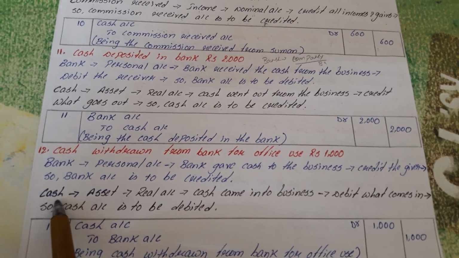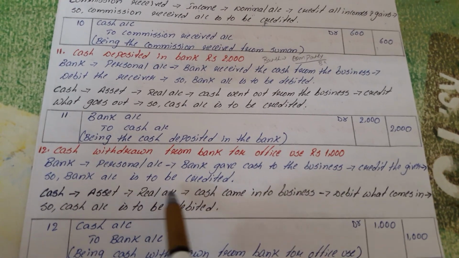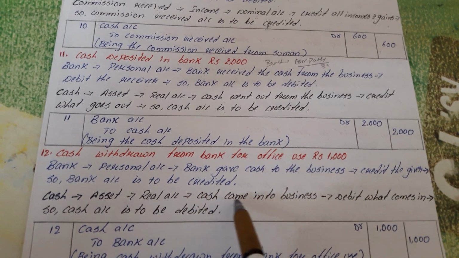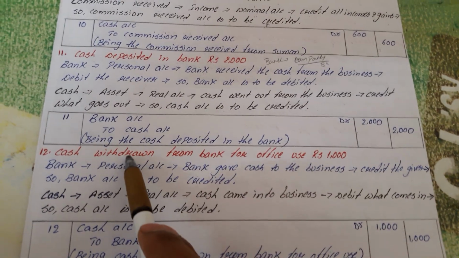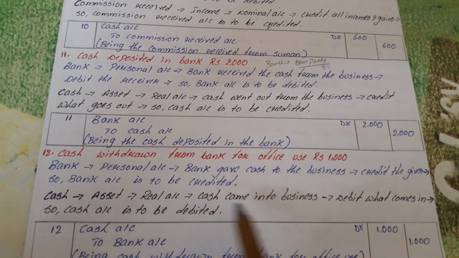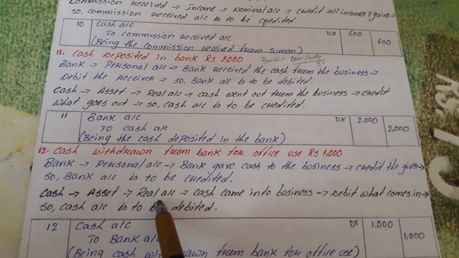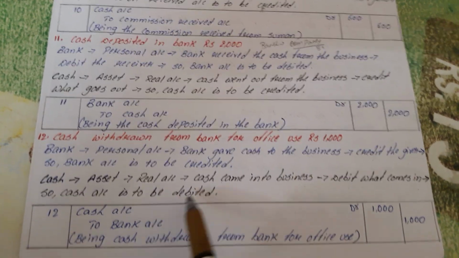Next, what has the bank given to us? The bank has given us cash. Cash is an asset. Asset means real account. Real account means cash came into the business. When we have withdrawn, the cash is coming to us. Cash came into the business. So debit what comes in, according to the real account rule. So the cash account is to be debited.